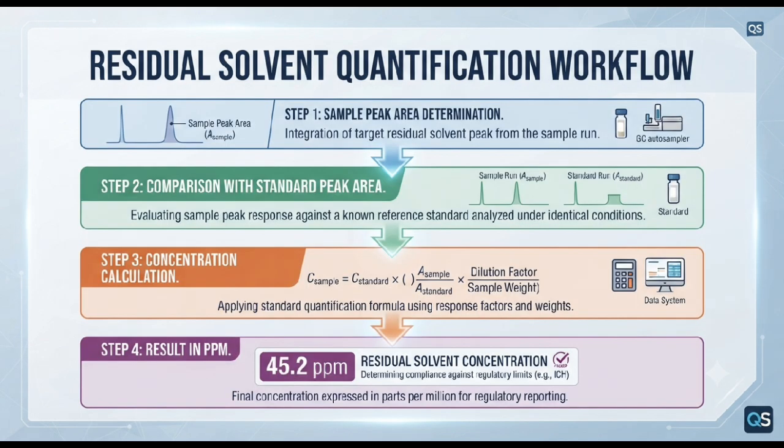Quantification. After identification, the concentration of each residual solvent is determined quantitatively. The response from the sample is compared with the response obtained from the standard concentration, depending on the analytical method. Quantitation may be based on external standardization, internal standardization, calibration curves, or other validated approaches. The final result is commonly reported in parts per million or ppm.